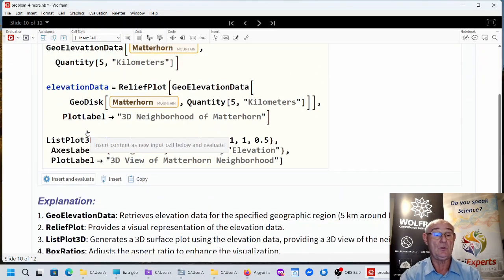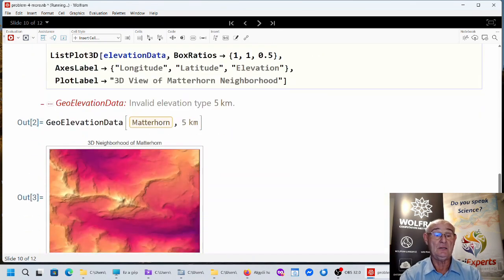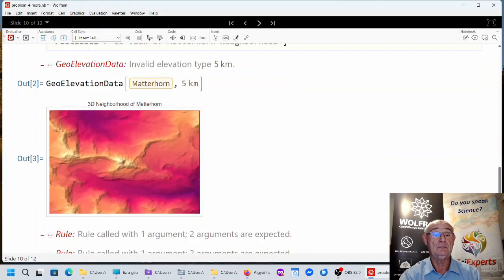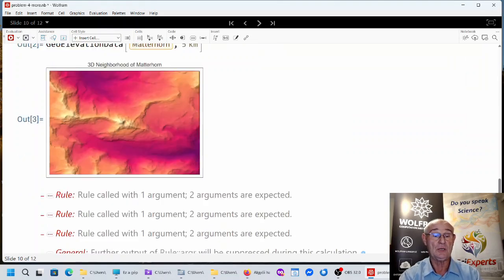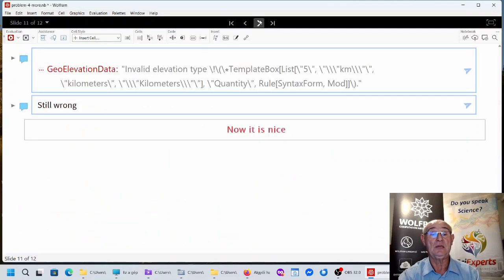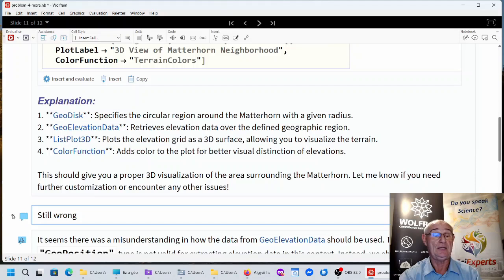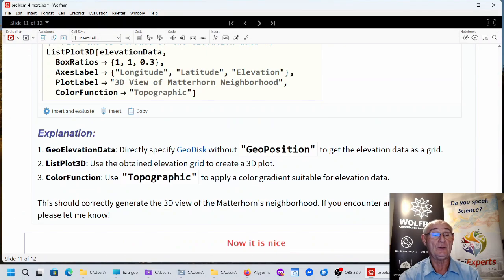You can examine the code anyway. It says that the GeoElevationData is not correct, but instead I get some other picture and something is written that a rule is not correct, etc. Maybe there is something wrong. I noticed it again and sent it to the Notebook Assistant. I got an answer, but I realized that this is still wrong. And finally I got a result.